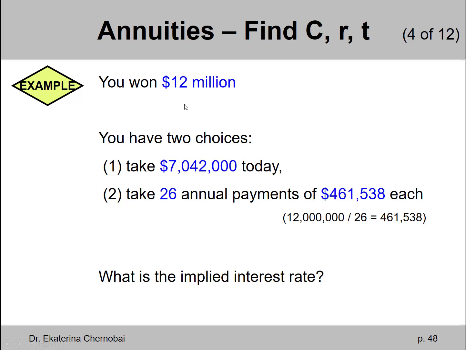You won a lottery, $12 million. You have two choices. First, you take $7,042,000 today and nothing else in the future. Just one single lump sum payment to you. The second choice is you take 26 annual payments of $461,538 each. Where did this strange number come from? That's a very simple division of $12 million by 26. The question is, what is the implied interest rate?